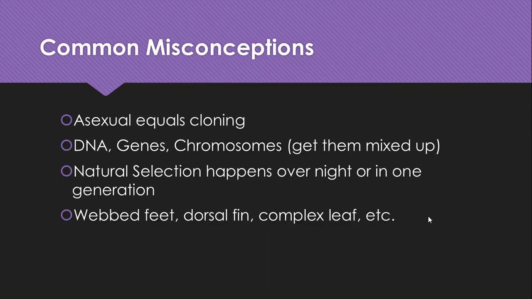Let's talk about common misconceptions. When students learn about asexual versus sexual reproduction, a lot of them assume that asexual reproduction is cloning, and cloning really is a much more difficult and arduous process than asexual reproduction, so it's important that students make a distinction between asexual and cloning. While they both have the same concept as far as producing offspring from a single organism, the process for which they do that is different.